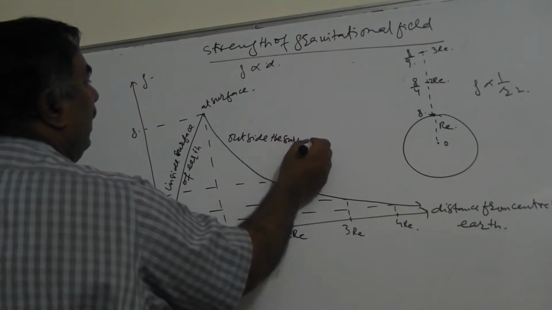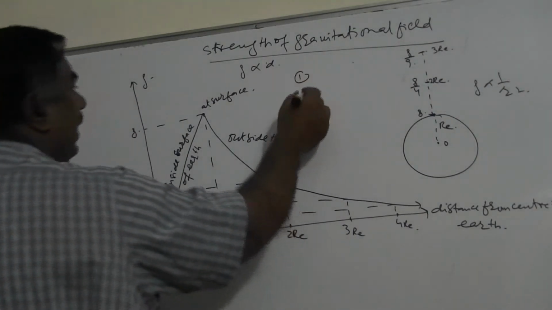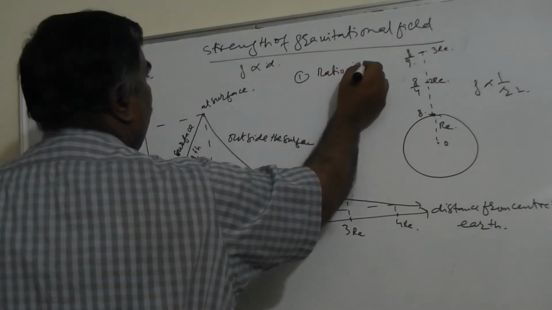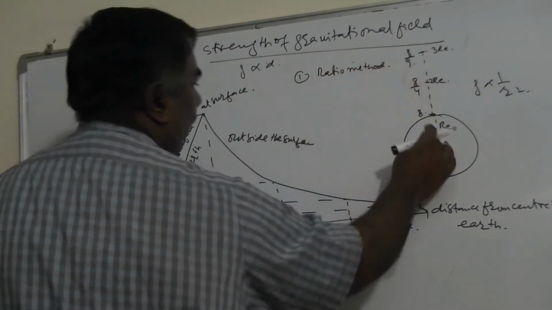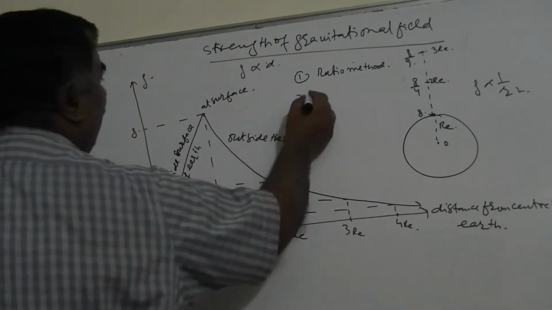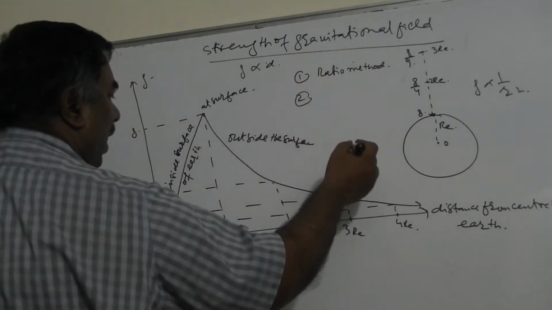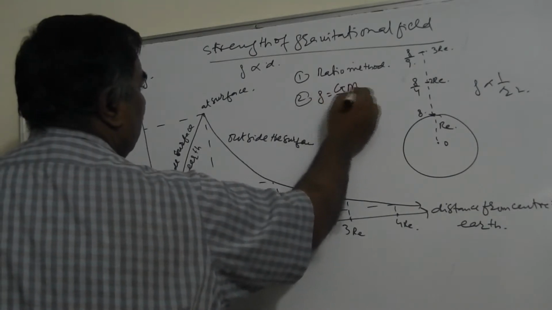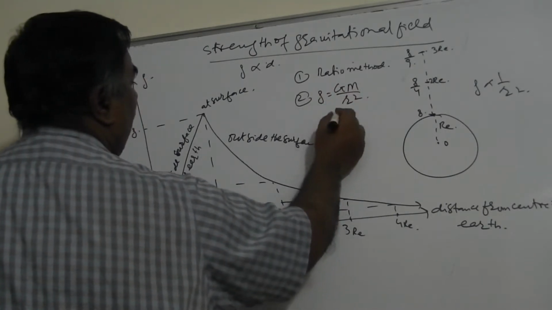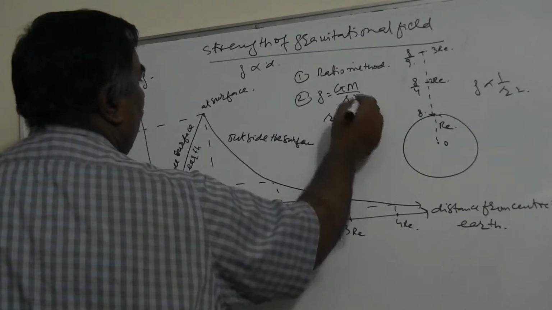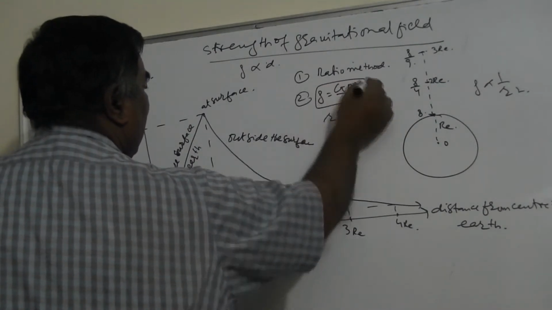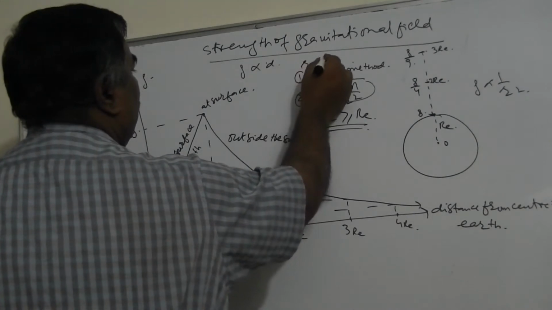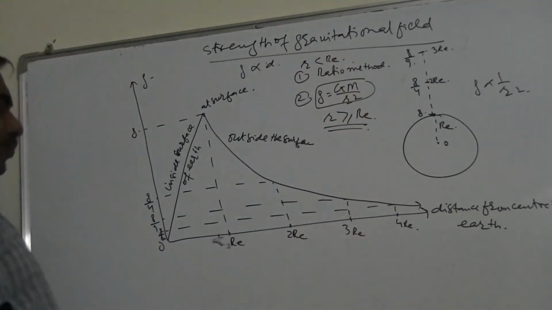Now clearly this tells us if something is inside the surface, then the ratio method will be used. Ratio method for finding any value of g inside the surface. And if it's outside the surface or at the surface, then the value of g can be found by the formula g is equal to GM upon R square, where R is greater than or equal to RE. Only this formula is valid for this case. When R is less than RE, you have to use the ratio method.